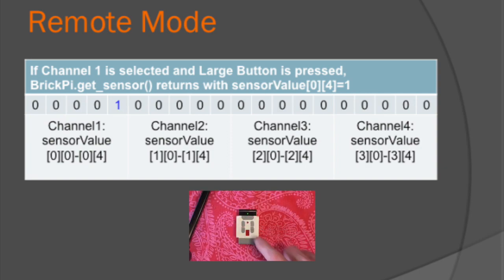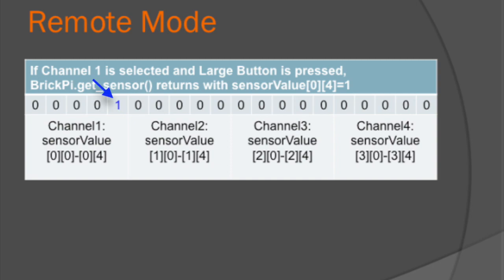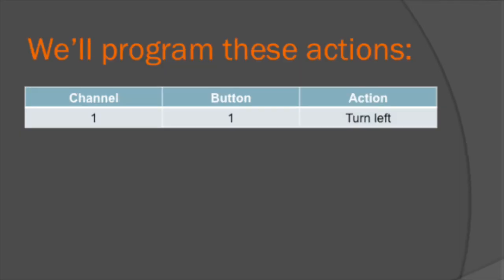And this is channel 1 and the large button. We would find a 1 in sensor value 04. And this is channel 2 and the large button. We would find a 1 in sensor value 14. The slide is wrong. That 11 should be a 1. That all sounds confusing, but it'll become clear when we look at the program code.